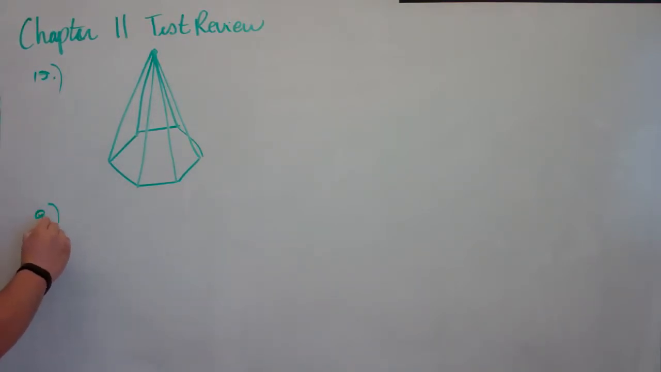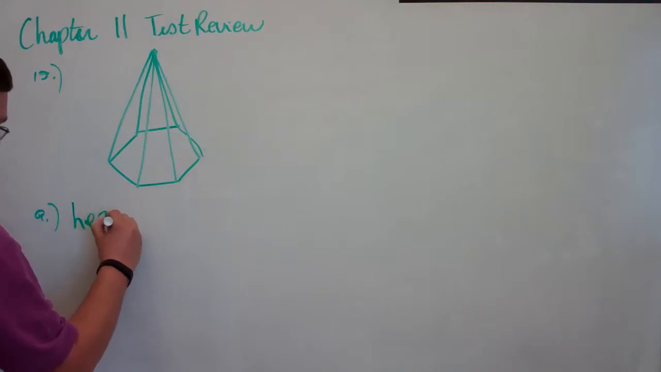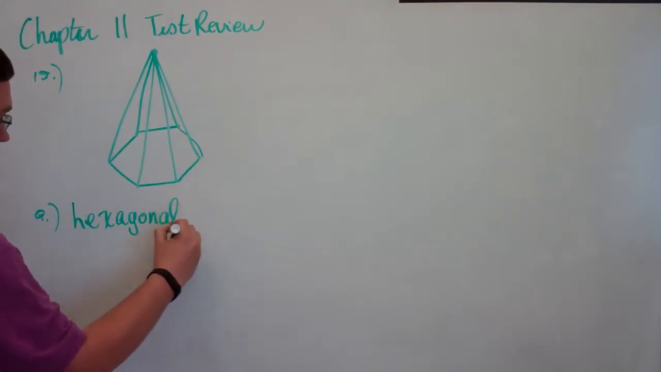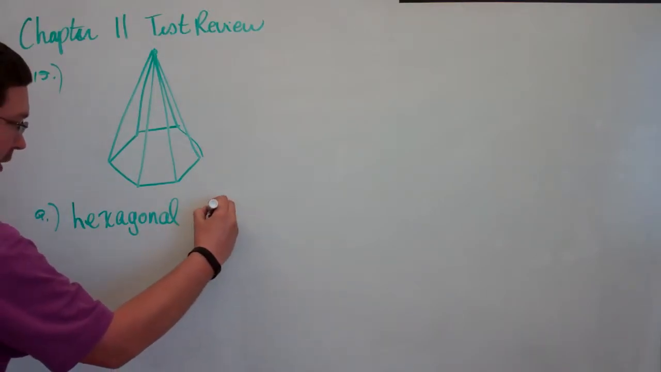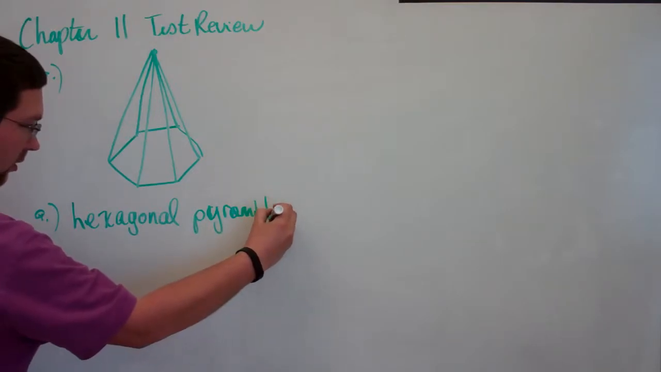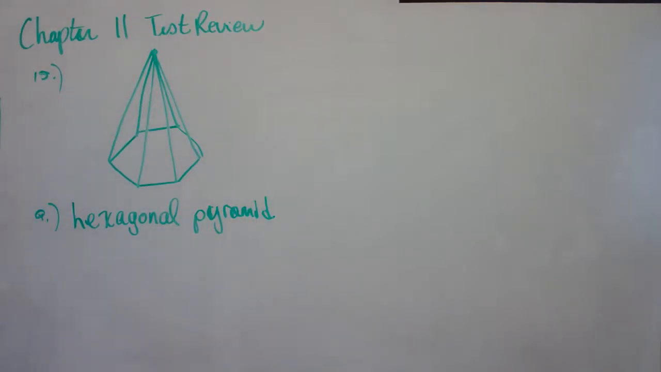So A, what kind of polyhedron is that? Since it's a pyramid and it's regular, and the base is a regular polygon, you can name it by its base. That's a hexagon. So this is a hexagonal pyramid.